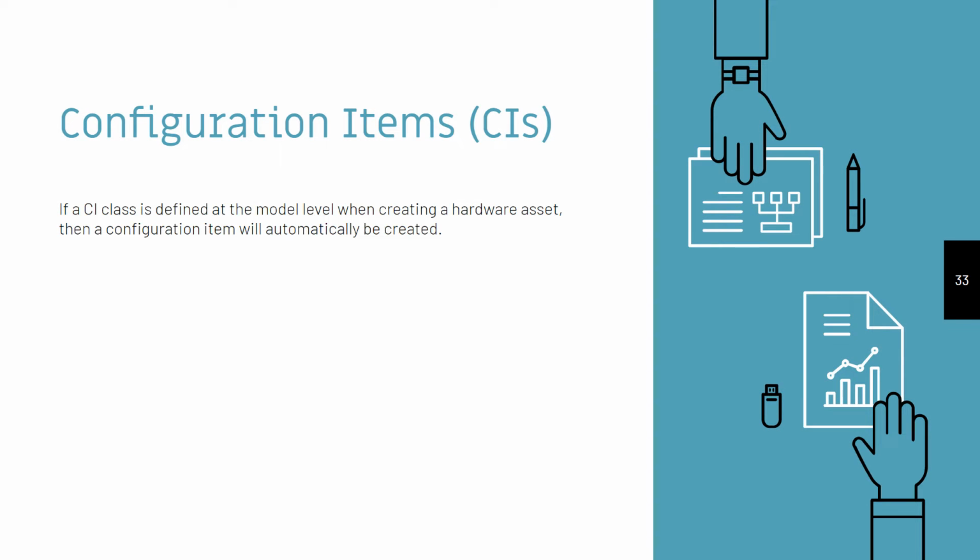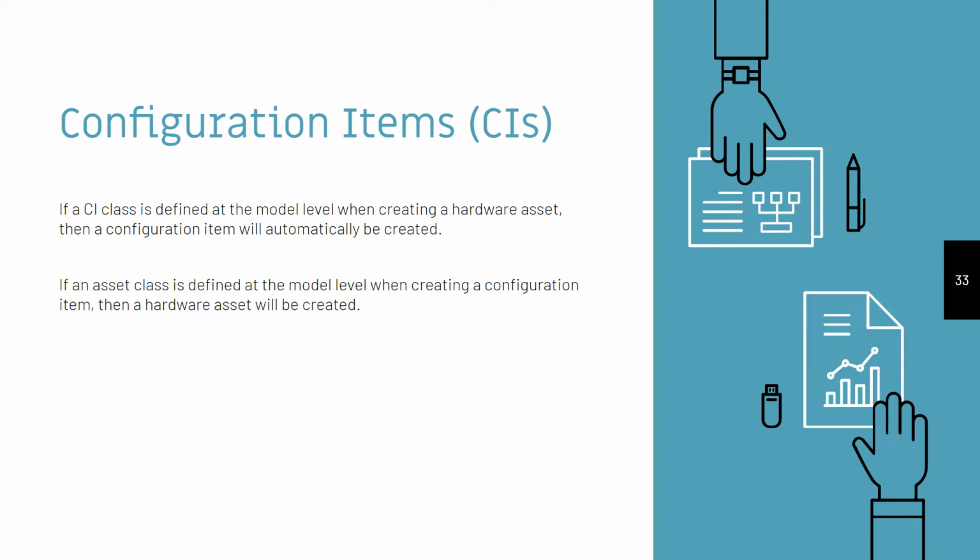So in ServiceNow, when you create a hardware asset, a configuration item record is also created and linked to it. This allows you to easily track hardware assets and their related configuration items. Within ServiceNow, you also have the option to only create configuration items and not hardware assets when applicable.